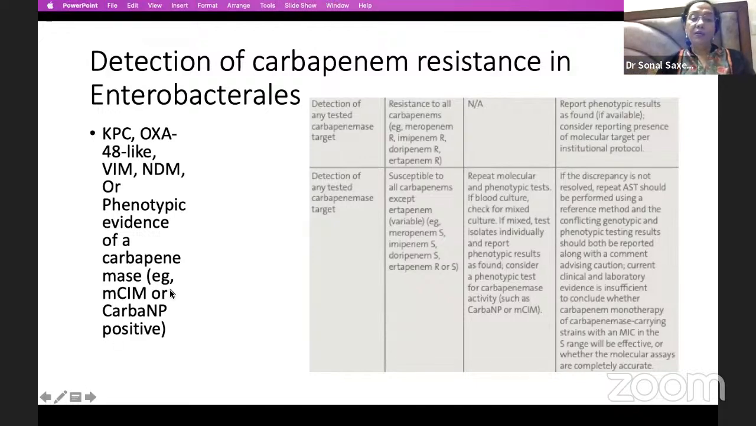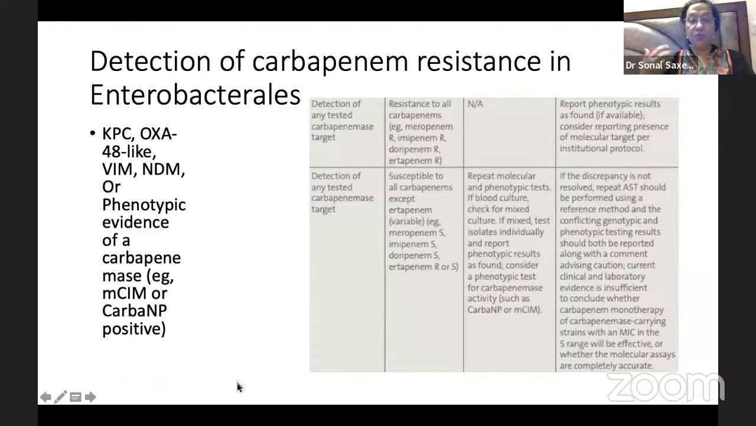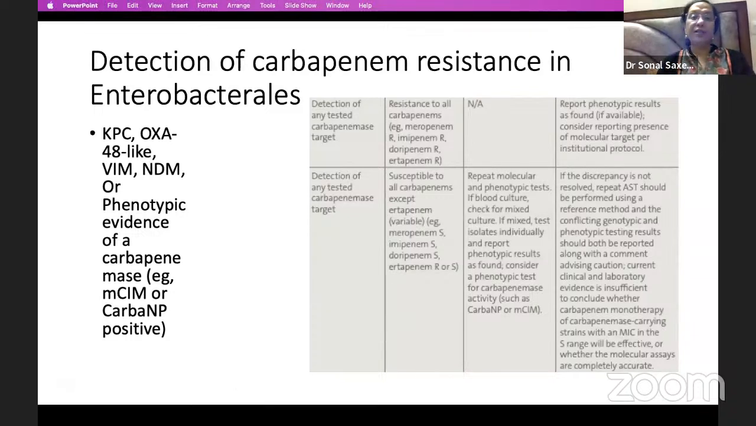Now, when we're looking at our CLSI document as to what it says about carbapenem detection, remember that for detection of any of these targets which are tested, if there is a resistance to all carbapenems, you report it as you found it, considering the molecular target as per your protocol. Whether you report all three or you report one depends on you.